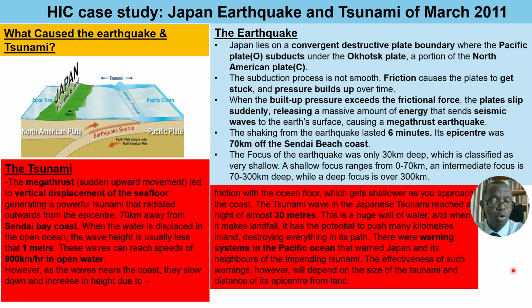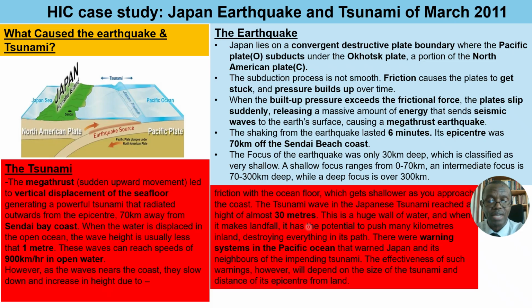Now, out in the open water, those waves can reach speeds of up to 900 kilometers an hour. That is pretty fast, because if you think about such a wave traveling at that speed towards a coast that is only 70 kilometers away, it's going to reach there very quickly. And what happens as the waves near the coast is that they slow down due to an increase in height. So they slow down, but increase in height, from 1 meter out in the open water to around 30 meters high as it reaches the coast.